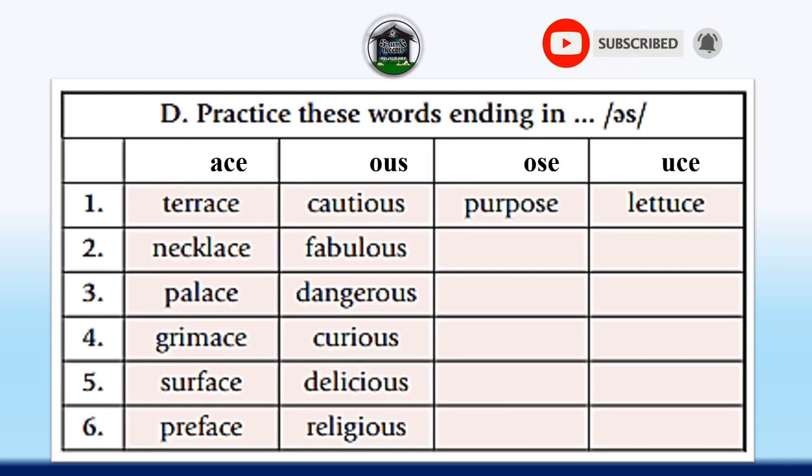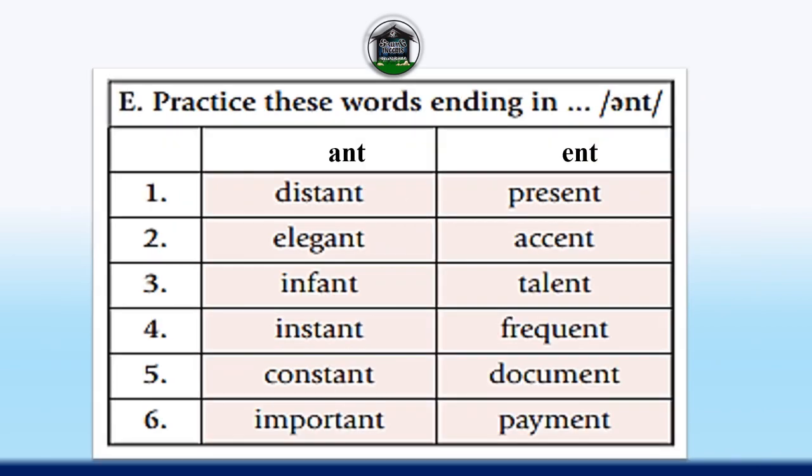Words ending in ace, ous, ose, uce. Terrace, cautious, purpose, lettuce, necklace, fabulous, palace, dangerous, grimace, curious, surface, delicious, preface, religious. Words ending in ant and ent. Distant, present, elegant, accent, infant, talent, instant, frequent, constant, document, important, payment.